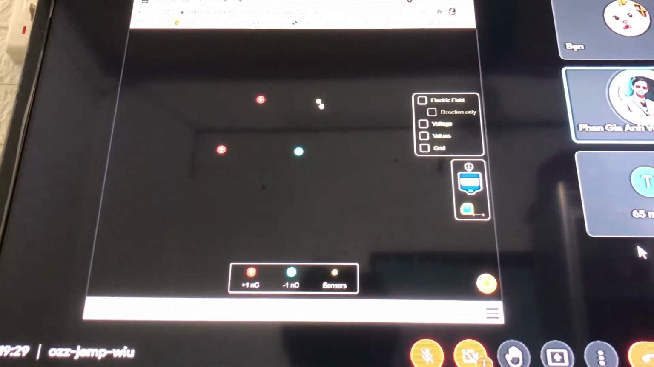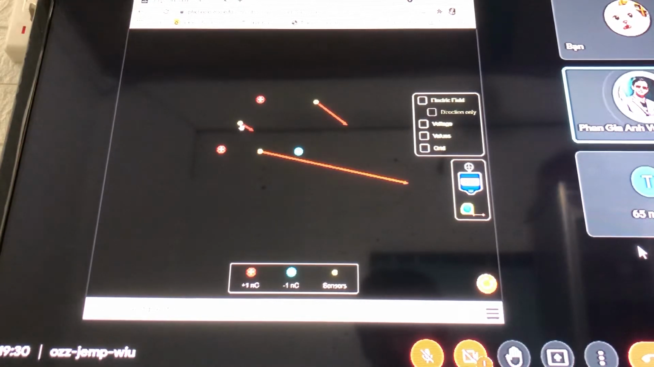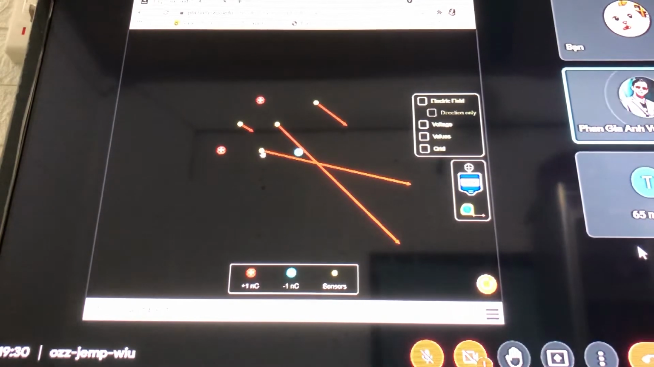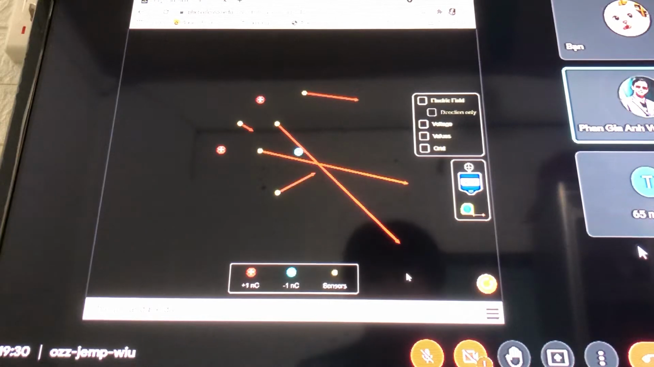I can use the electric sensor, right? I can put the sensor here so that I can know what the electric field at some position is. And because this is symmetric, I can guess, or predict something about the field.